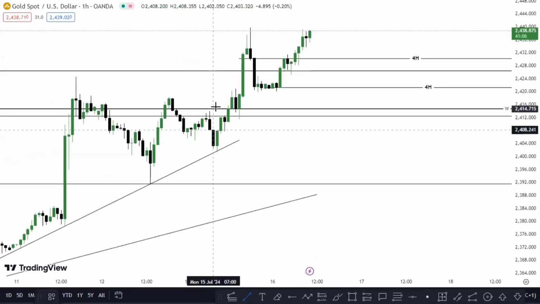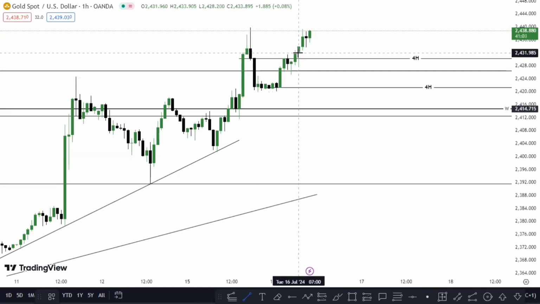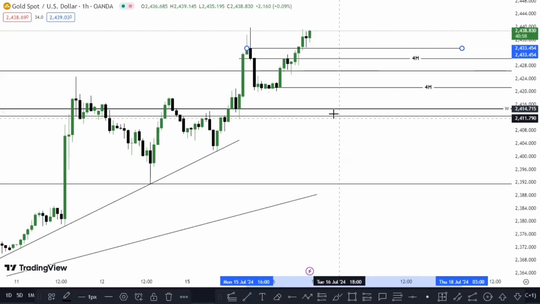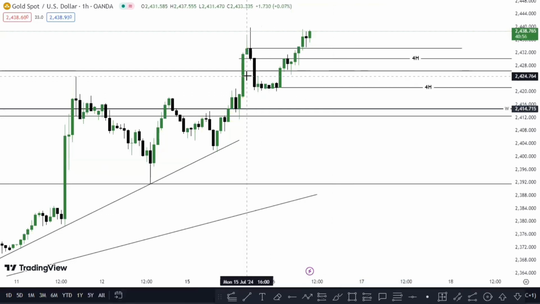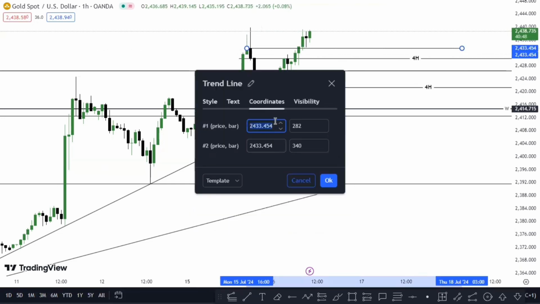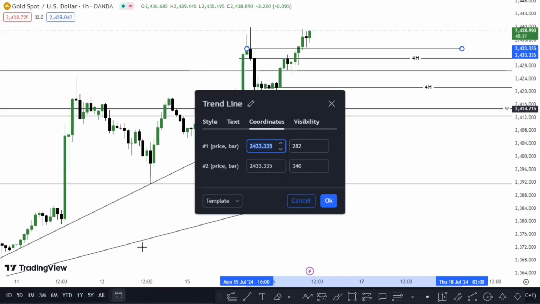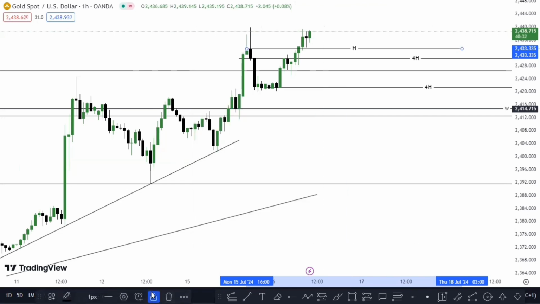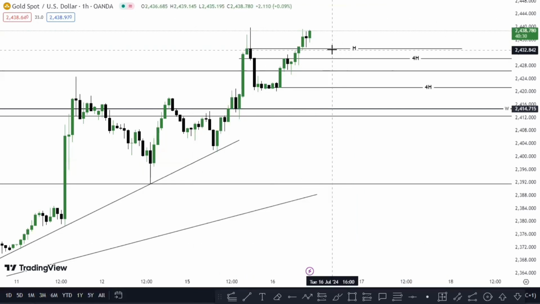I have a recent high on the 1 hour time frame that just got broken, so I'll regard it. What's the close price of this guy? 2433.335. Then I'll indicate H, then I will lock it. So this is the only level I have on the 1 hour time frame.